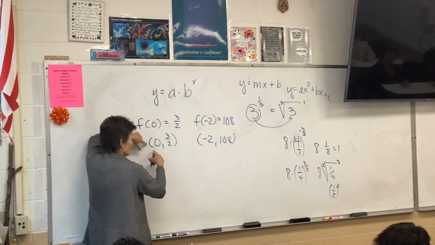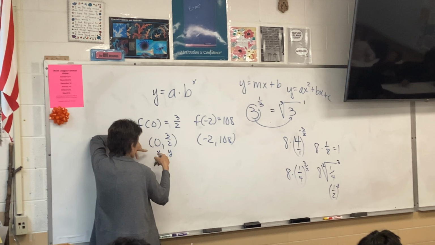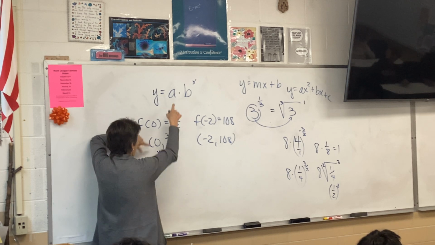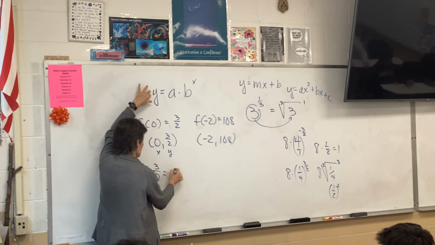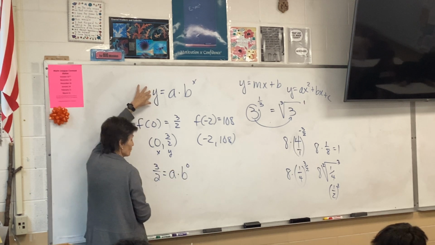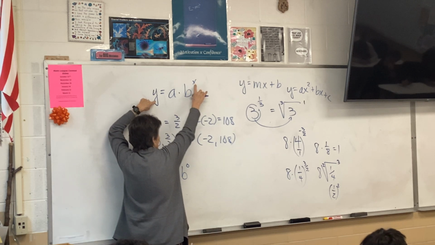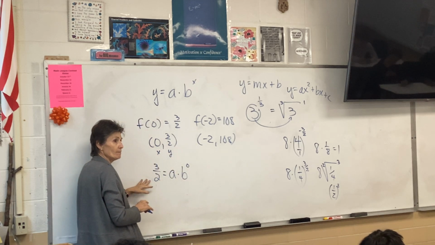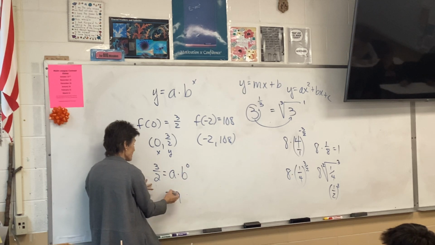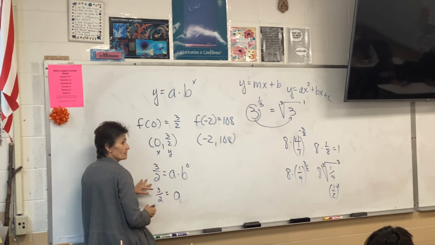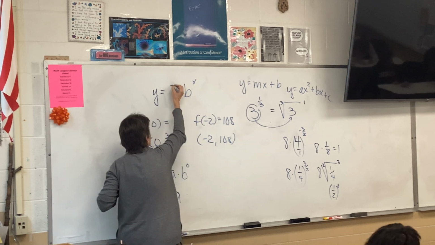So if I look at this ordered pair, this is an x and this is a y. So what if I plugged that x and y into my format up here? So 3/2 equals a times b to the 0. Remember, this is x and y, so it's going in here. Does that look okay? What's b to the 0? One. So a equals 3/2. So I already know that this is 3/2.